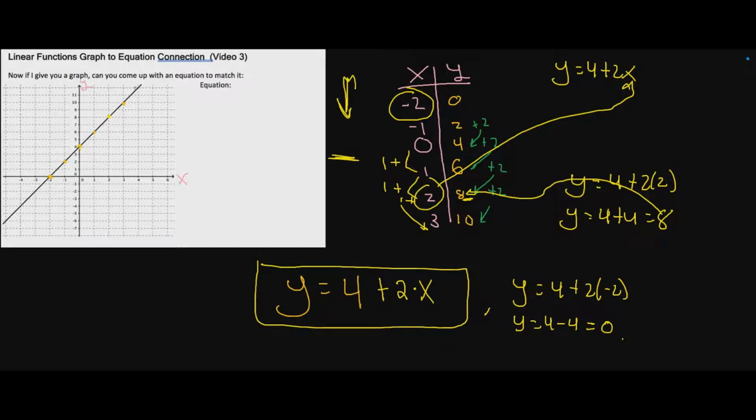We're going to go over 1. And then on the y, how much are we changing by? Well, we're always adding by 2. So over 1, up 2. Over 1, up 2. Again, this right here, this 2, is our constant rate of change. It's our slope or our average rate of change.